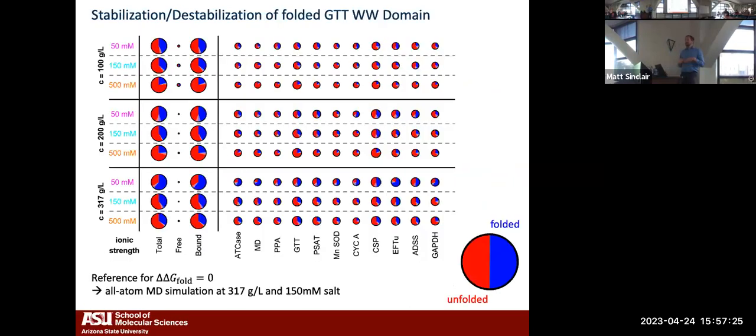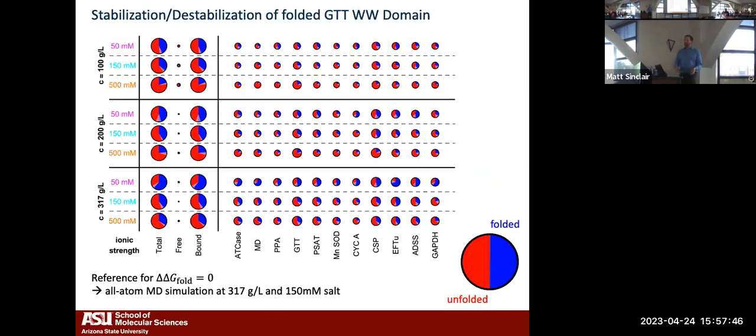Now we were interested in how this model environment of the cytoplasm is affecting the stability of the folded state of the WW domain. And for that, we use the Anton simulation as a reference. So that's basically the change in the folding energy is zero. Then we see this kind of ratio of 8 to 14 that we put into our simulation.